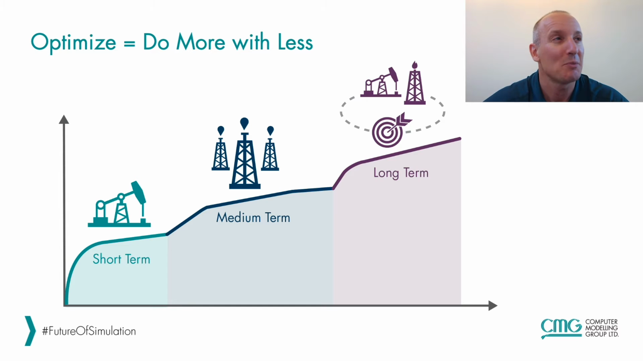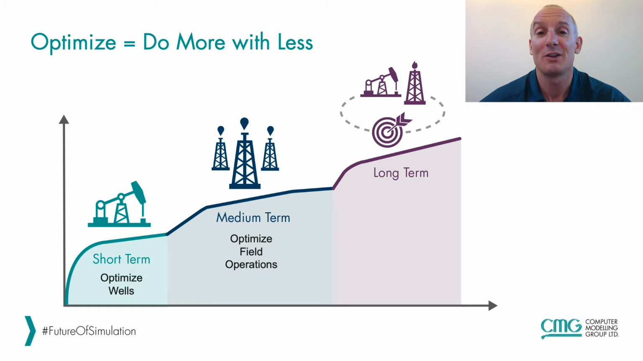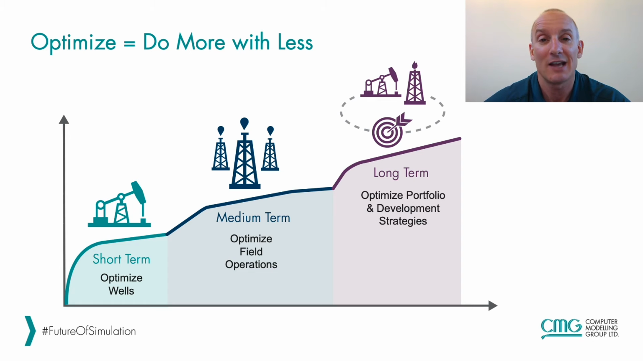Over the short term, you're optimizing individual wells, the well design, the completion design, the frac design. Over the medium term, you're trying to optimize the way you're operating your fields, looking at pressure distribution, looking at water injection or polymer injection, looking at steam distribution, these types of things on a field-wide basis. And over the long term, you're trying to optimize the entire asset portfolio, determining which assets to keep and develop, which ones to hang on to, and which ones to divest yourselves of.